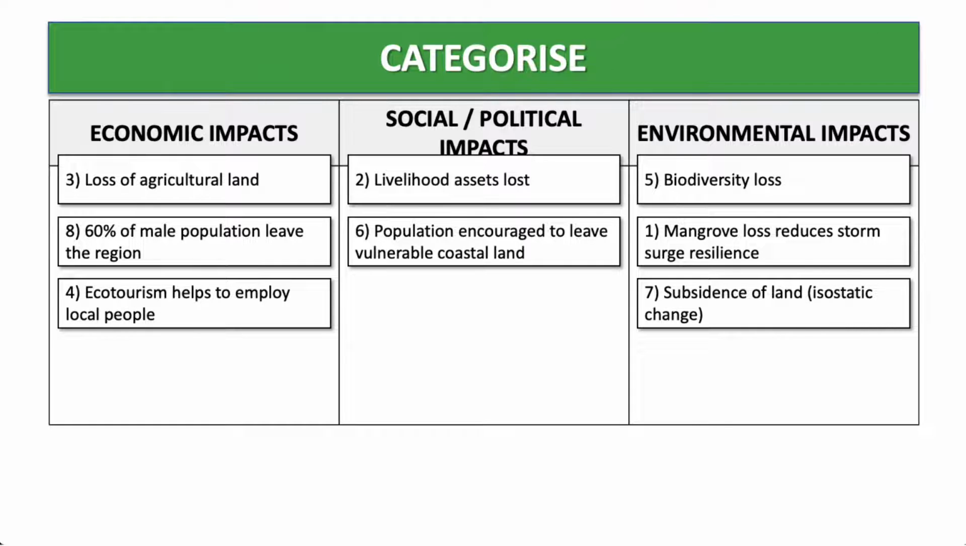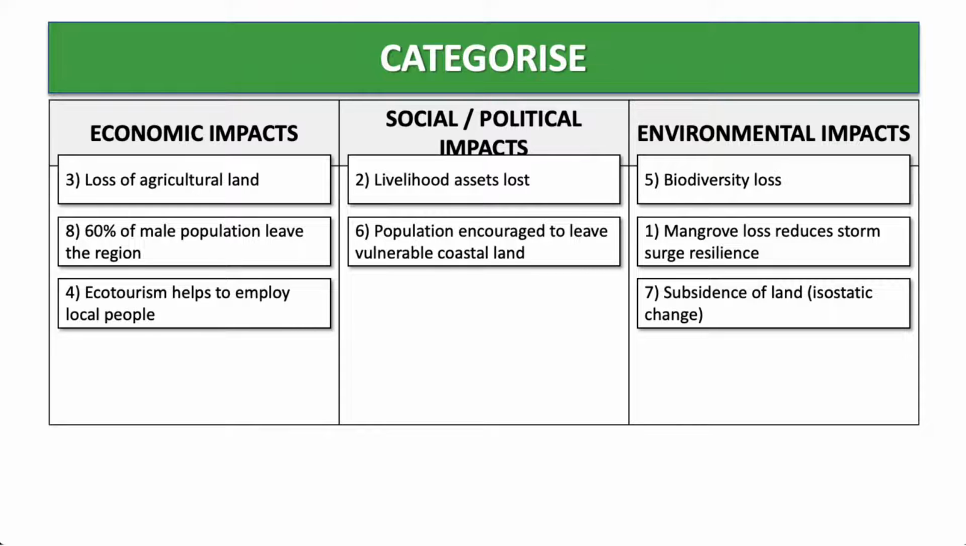And for environmental impacts, you should have 5, 1, and 7. I can see some good answers there. Well done. You've got biodiversity loss. Mangrove loss reduces storm surge resilience. So those of you that understand that mangroves are a natural way of protecting against storm surges and also against coastal erosion as well. And then we've also got subsidence of land, so isostatic change. So well done to those of you that got the correct answers there.